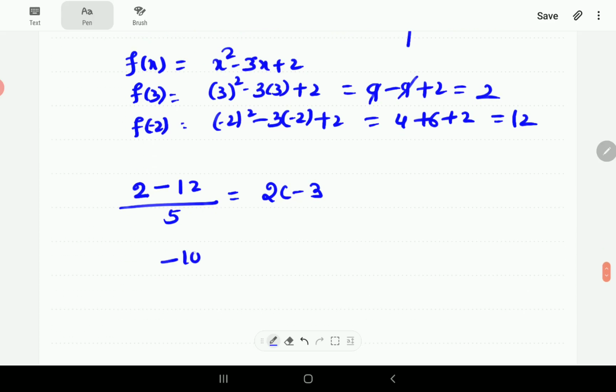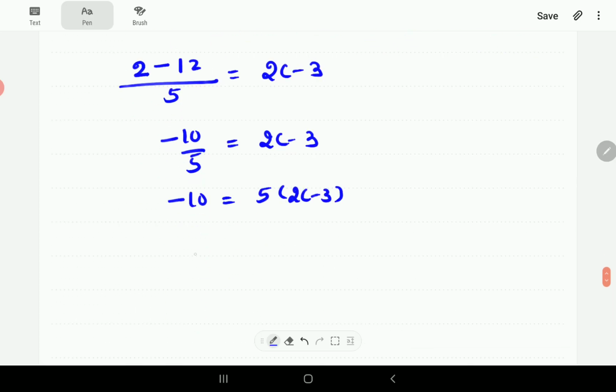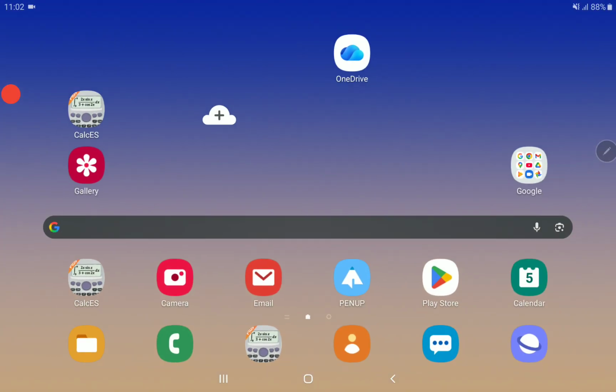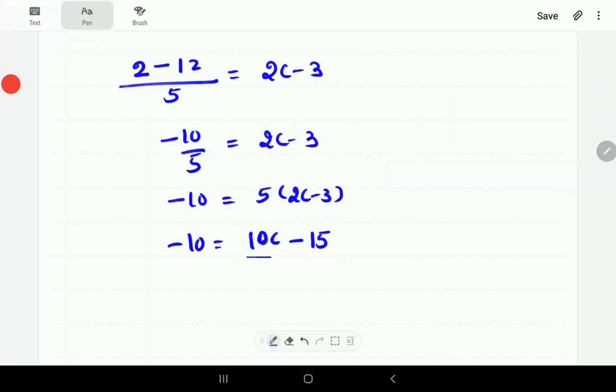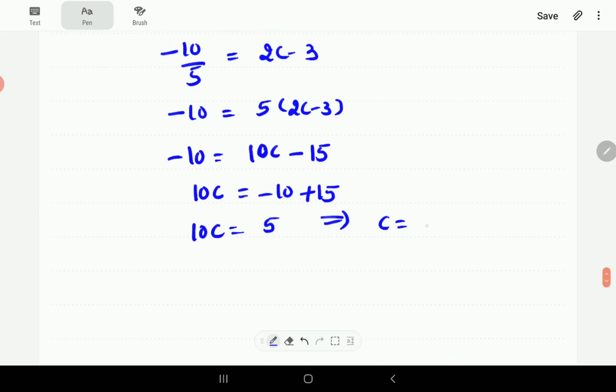So this will be minus 10 over 5, which is equal to 2c minus 3. Let me take the 5 to the other side. It becomes minus 10 equal to 5 times 2c minus 3, so minus 10 equal to 10c minus 15. Now we take the numbers to the other side. This will be 10c equal to minus 10, and the 15 on the other side becomes plus 15. So 10c equal to 5, and dividing both sides by 10, c will be equal to 1 over 2, or you can write this as 0.5.